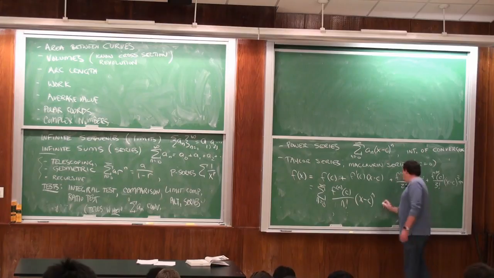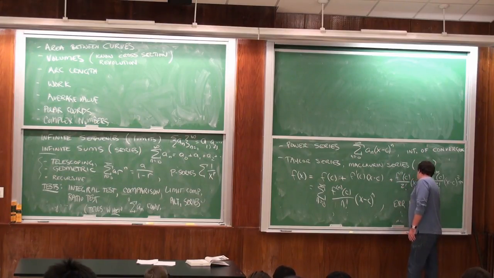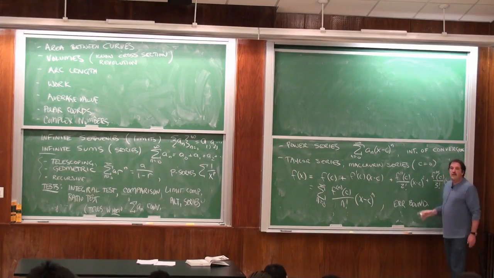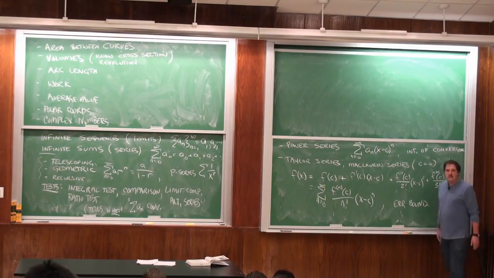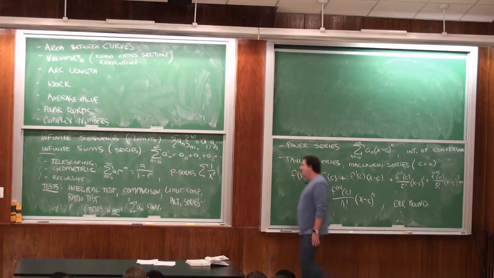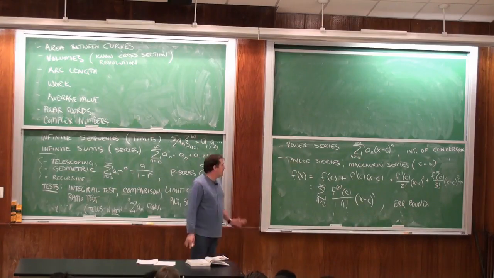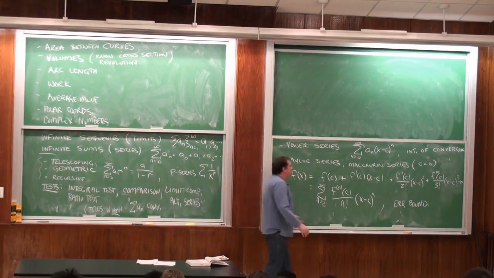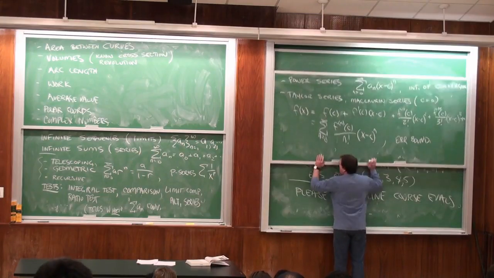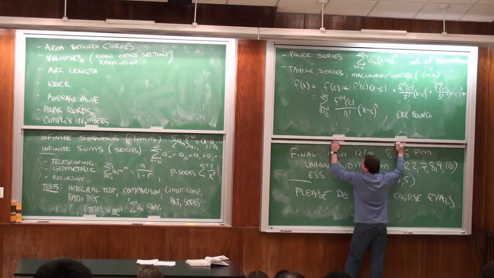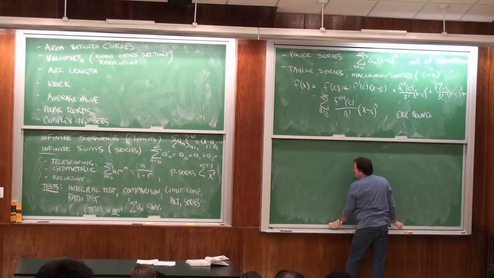Together with this, we also have an error bound, similar to the other thing, where we can say if we go up to 5 terms and stop, how much are we off? And there are a bunch of Taylor series which you know, or you should know.